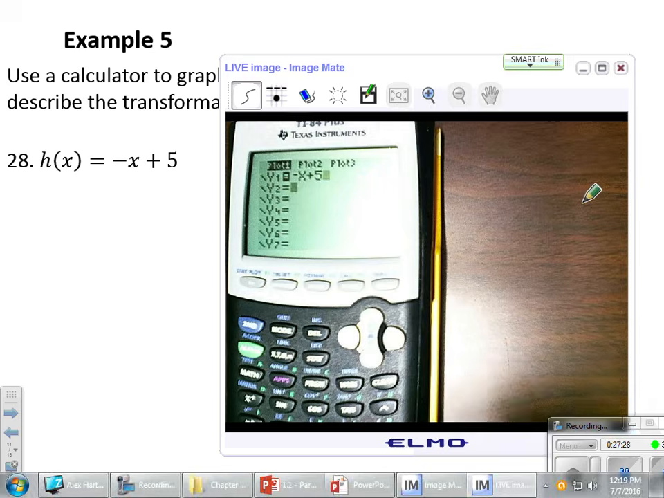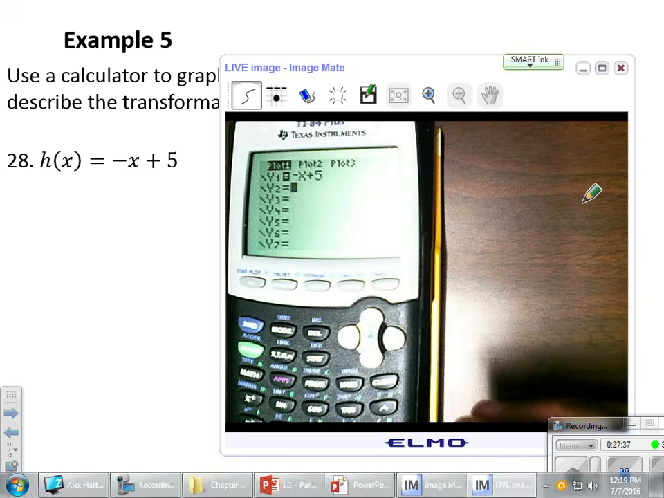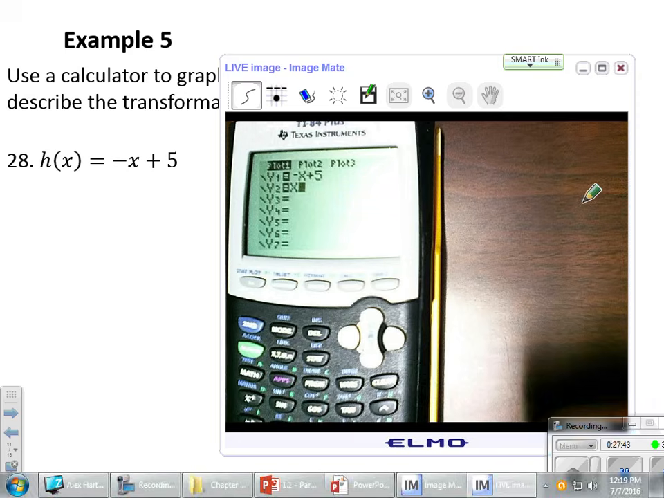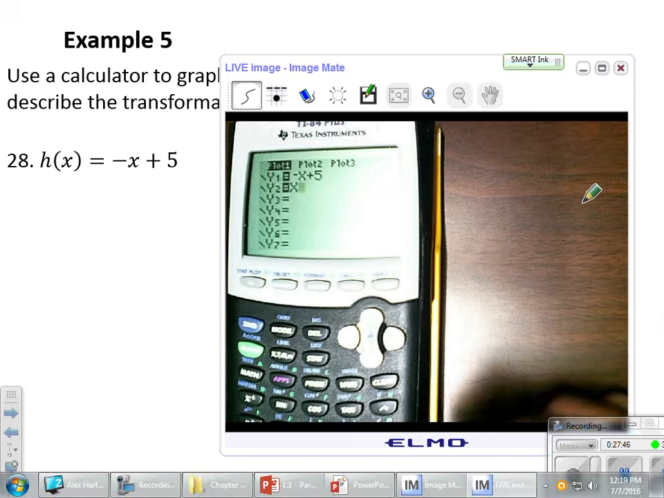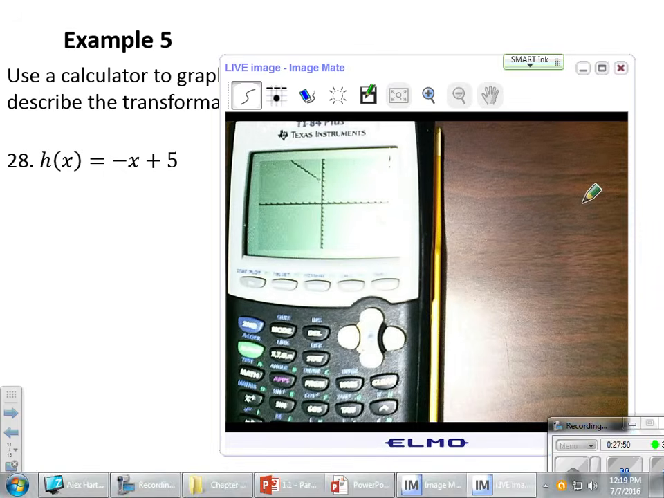And then the parent function, well, it's just like y equals x, but then they added in some extra stuff to it. It didn't start off as x squared, didn't start off as square root x or absolute value x. So the parent function, which I'm entering as y2, is just y equals x. So I hit enter, and then we graph it. There is the function we were given, and there's the parent function.